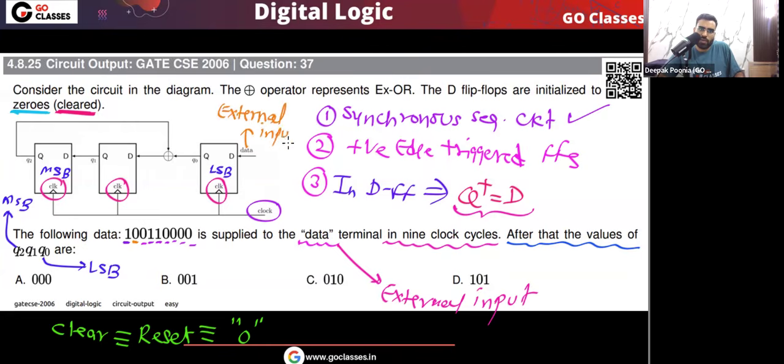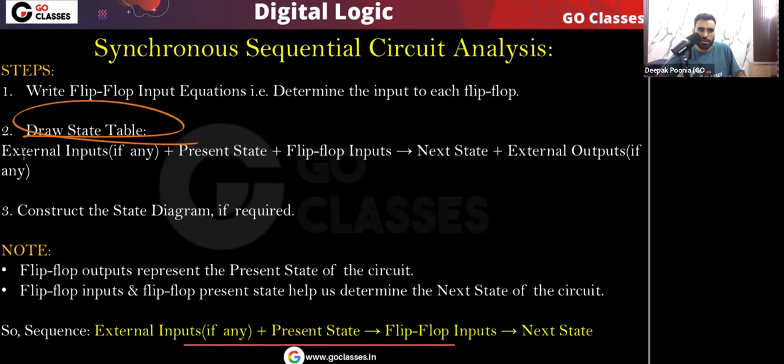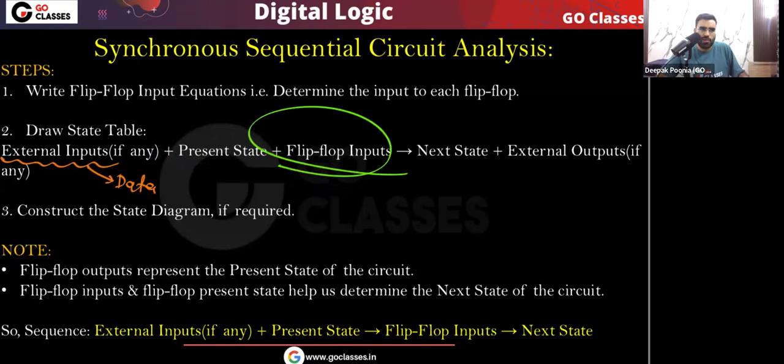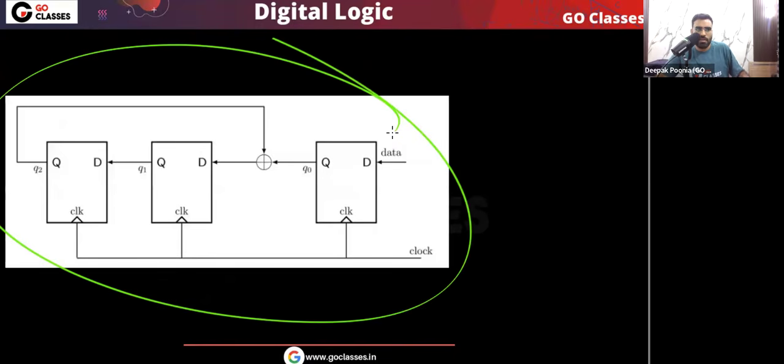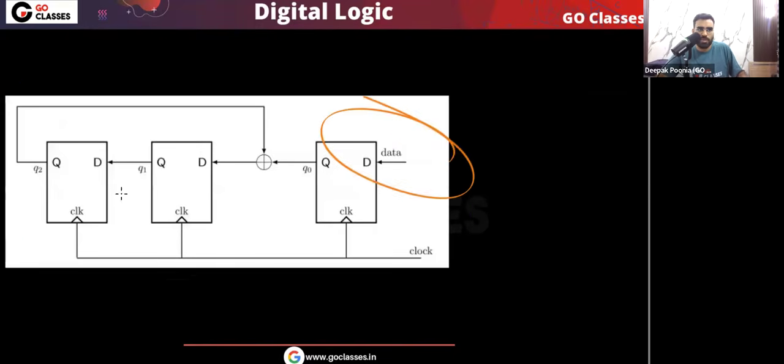So when we draw the state table, the first column will be for the external input data. Then the present state, which means the flip-flop outputs. Then the flip-flop inputs, and then the next state. Remember, there is no external output in this particular circuit. Looking at this circuit, we have an external input, but there is no external output. We only have flip-flop outputs, but there is an external input here.